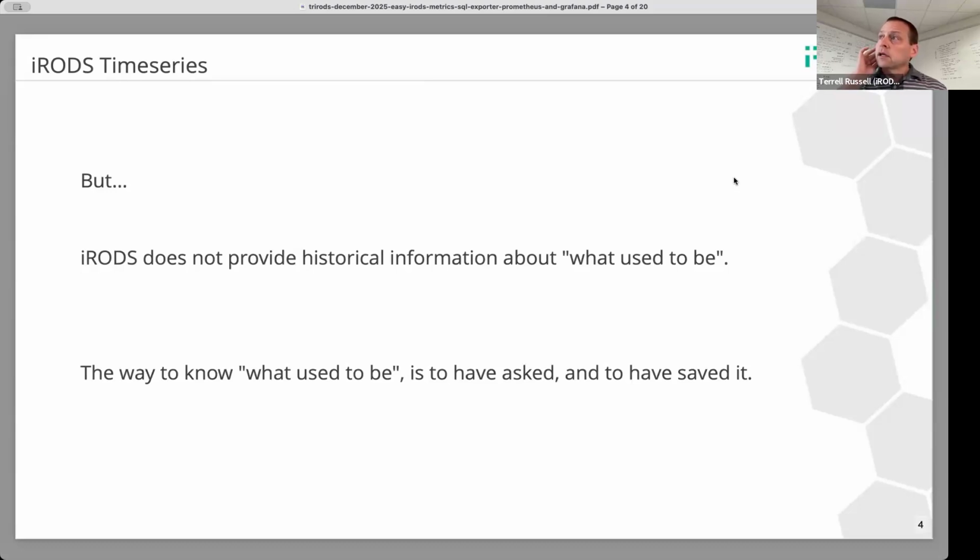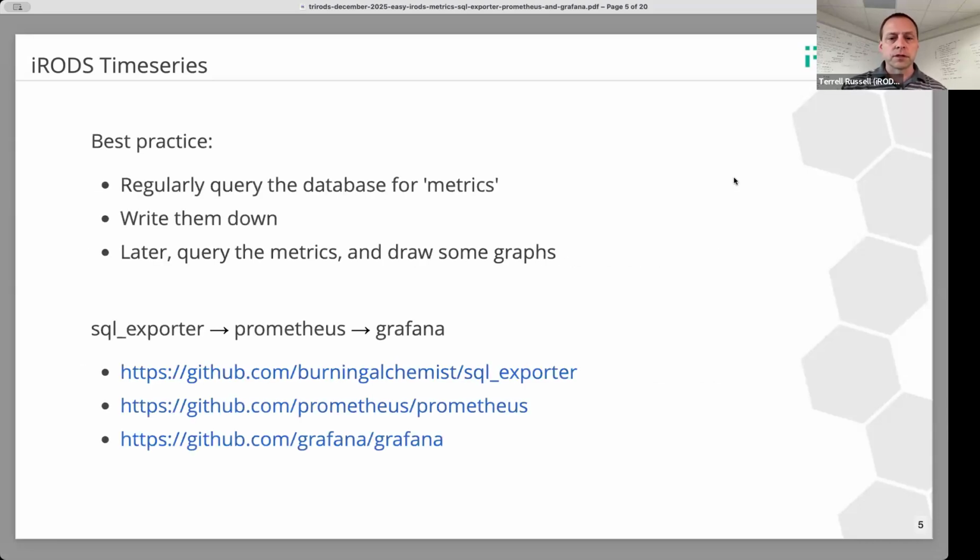However, iRODS does not know what happened yesterday. It is only a view into right now. iRODS has a truth, it has a state, it lives in the database, but it does not have any historical information about what used to be. And so if you want to know what happened before, well, then you would have had to have asked then and had to have saved it for later. And so we're not going to teach iRODS how to store this information. We're going to provide a couple tools that do that.